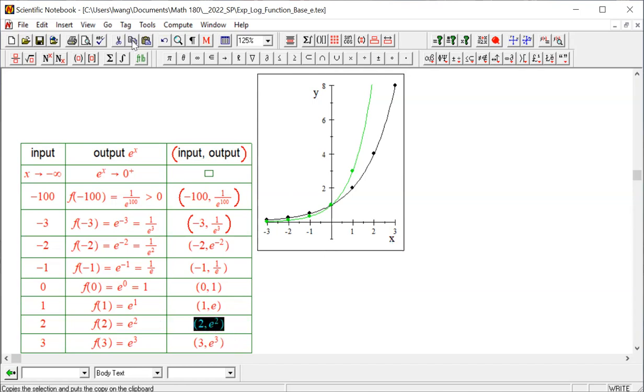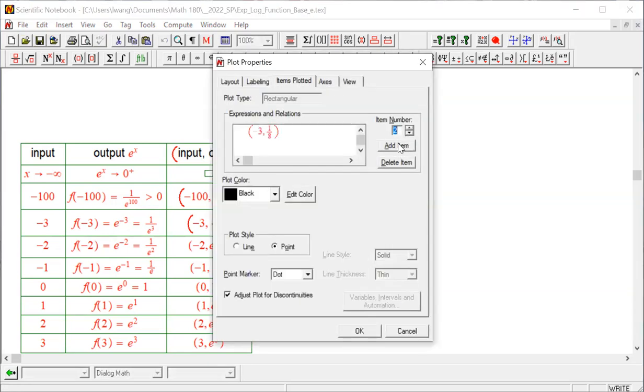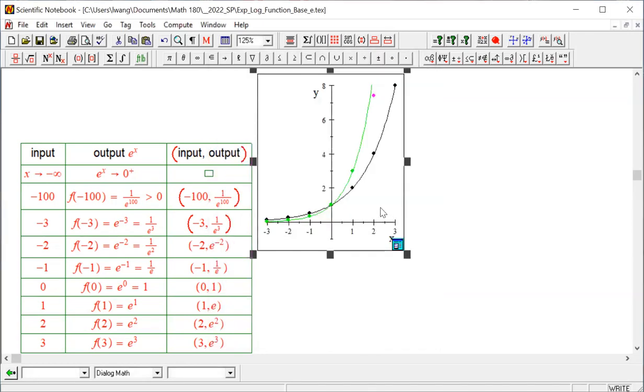I'm going to take out this one. Input 2, output is e squared. I want you guys to follow me in this process and do your own if you wish. Just pause, right? For input 2, you can see the output for 2 to the power x is 4. For 3 to the power x it is 9. It's way up there. And for e to the power x it is right here.